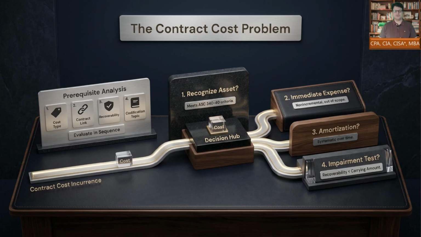Four outcomes are possible. The entity may recognize an asset, expense the cost immediately, amortize a capitalized cost over the benefit period, or test the asset for impairment if recoverability declines. So the treatment depends on cost type, contract linkage, recoverability, and the correct codification topic. Accounting likes structure. It becomes nervous when we throw all costs into one bucket.